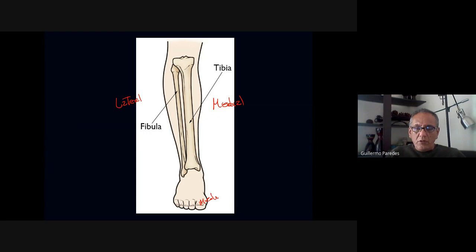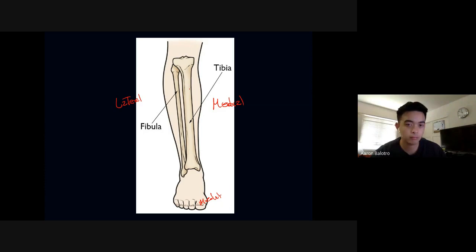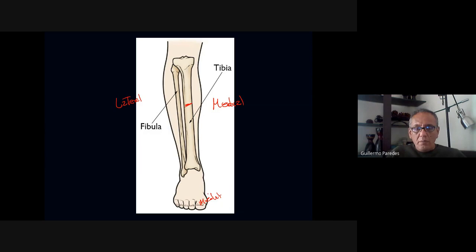So how to remember that without looking at a picture? Between the tibia and the fibula, which bone looks bigger or thicker? The tibia, right? So the tibia is on the side of the big toe. So big bone, big toe. Okay? So medial and medial. Another way to remember is the fibula, you can say fibulateral, or no?